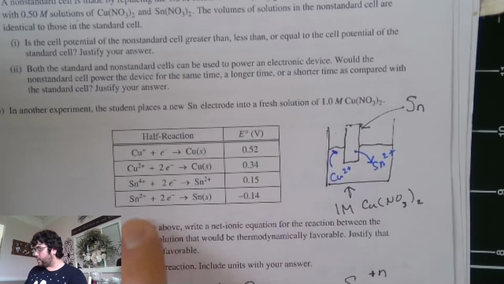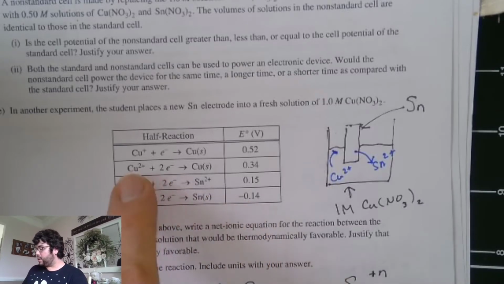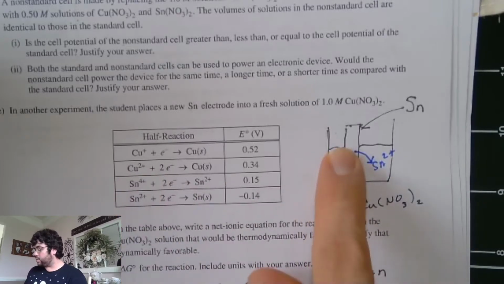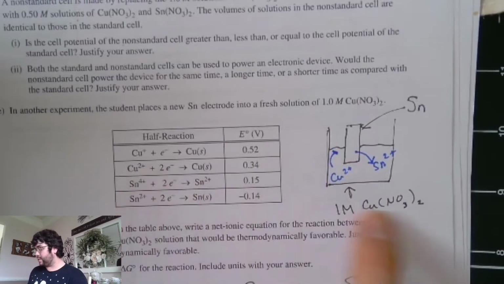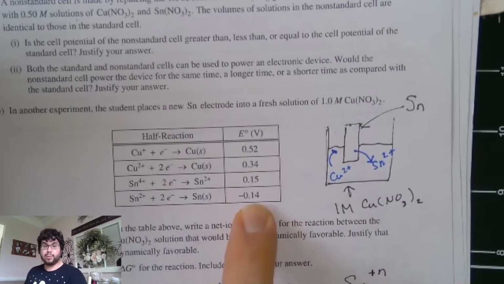So I'm going to use this value right here. I'm going to use the tin 2+, because when I flip the sign here, it's going to be positive 0.14. And then copper 2+ over here, this is being reduced. The copper is going to be reduced, and it's got to be copper 2+ because I've got copper 2+ in this solution. So it's going to be 0.34 plus 0.14.